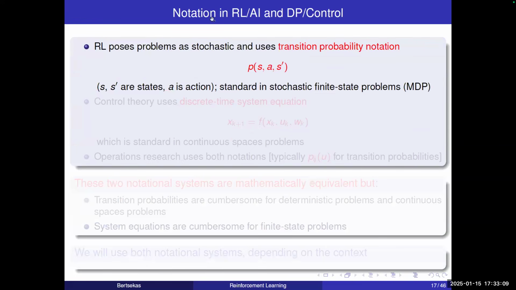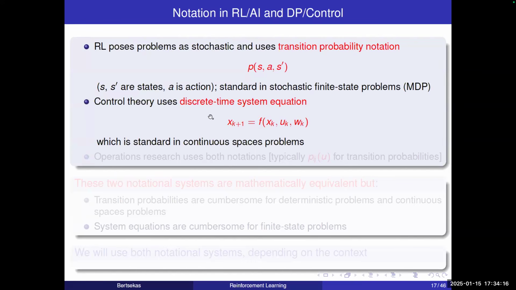Okay, now there's another very, very annoying discrepancy between reinforcement learning and decision control, and it involves notation. In reinforcement learning, problems are posed as stochastic. That's the starting point for most of the reinforcement learning literature. And central in those are transition probabilities. The notation used in reinforcement learning is S for state. So S and S prime are states in this notation. A is action, and P of S, A, and S prime is the probability that you're going to end up in state S prime if you start at state S and you apply action A. So these are what we call transition probabilities from state to state influenced by action. Now, this is standard in stochastic problems with finite number of states. Sometimes these are called Markovian decision problems.